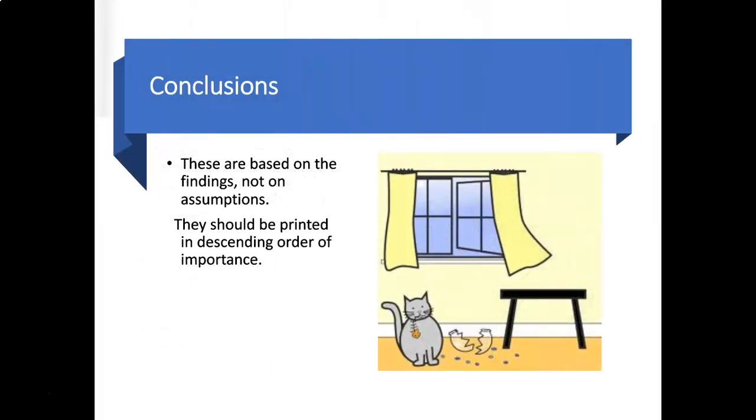Okay, next slide. Conclusions. These are based on the findings and not on assumptions. They should be printed in descending order of importance. For example, this cat has apparently eaten the fish out of a jar and smashed the jar on the floor, and the window was open. So I recommend that the cat just got into the home, climbed through the window, and ate the fish. So that's a conclusion, or my conclusion. Right, okay, so next slide.